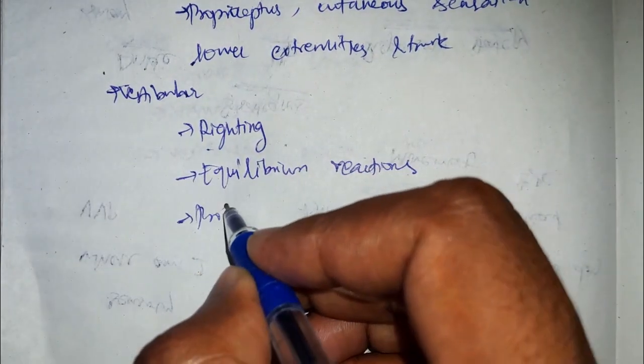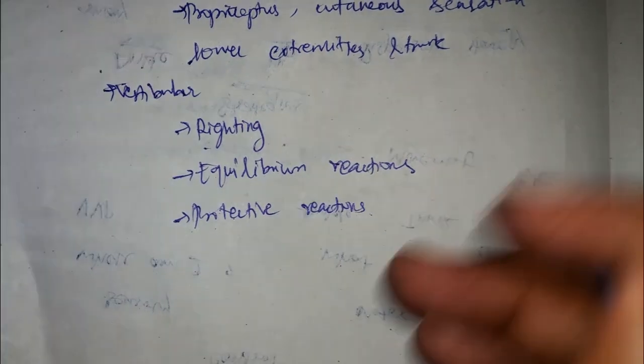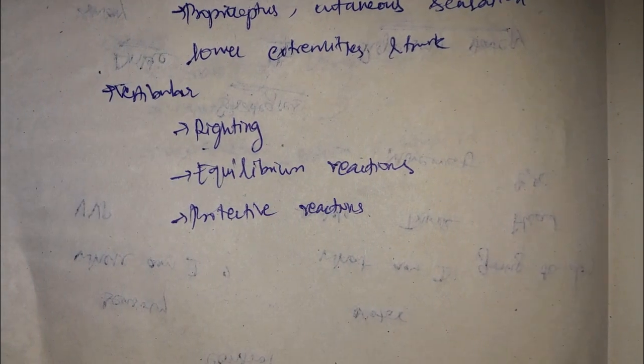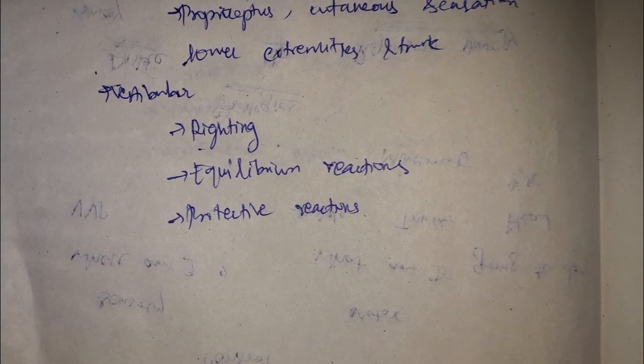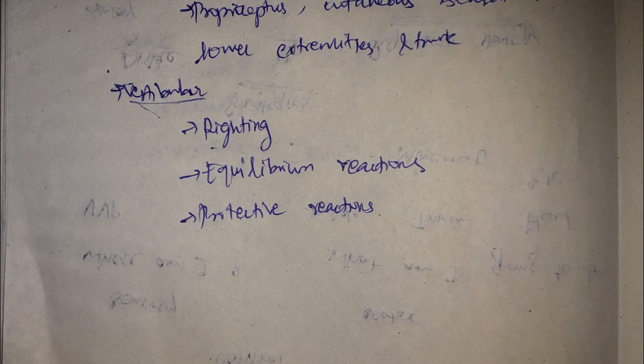Then protective reactions. If our head is going to fall, our body changes its position and maintains and prevents the fall. Like that our body is going to do. So these all come under the vestibular.